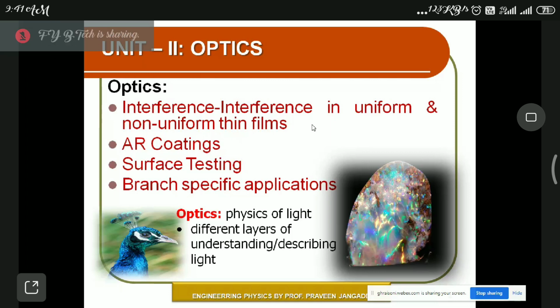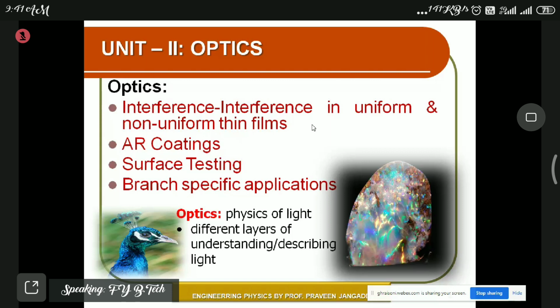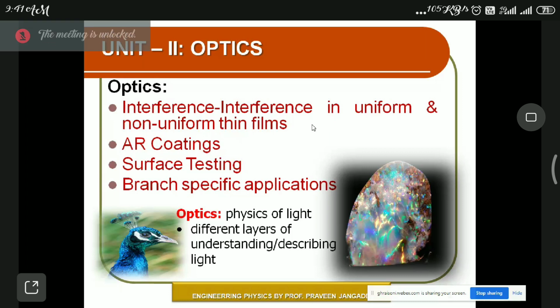So where the surface has to be tested, whether there is any curvature or a flaw or defect, that we can test with the help of this concept, that is interference. This is a very wide application of interference in industry as surface testing, also called optical surface testing. Optical because it belongs to optics. So this is one of the important applications that we are going to study in this particular unit.